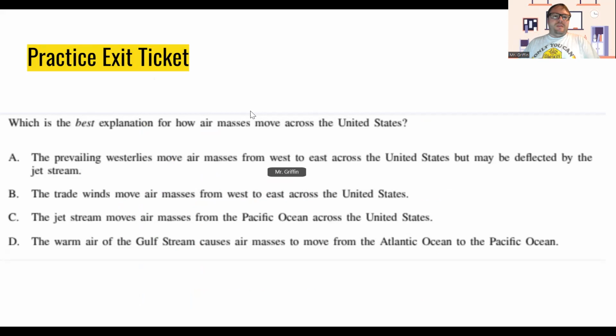Which is the best explanation for how air masses move across the United States? A. Prevailing westerlies move air masses from west to east across the United States, but may be deflected by the jet stream. B. Trade winds move air masses from west to east across the United States. C. The jet stream moves air masses from the Pacific Ocean across the United States. D. The warm air of the Gulf Stream causes air masses to move from the Atlantic Ocean to the Pacific Ocean.